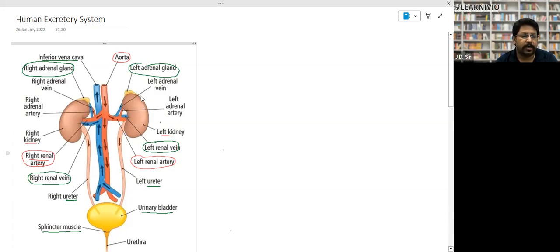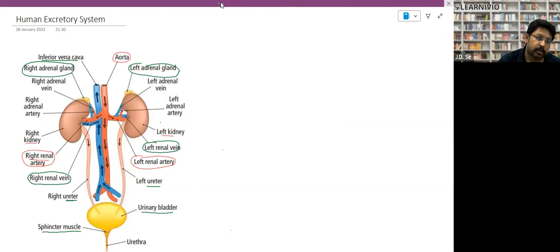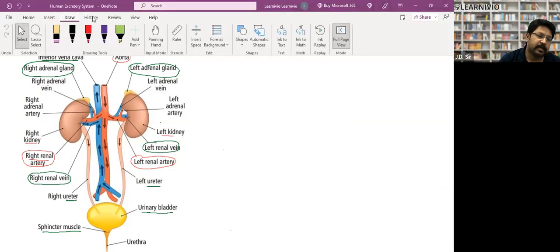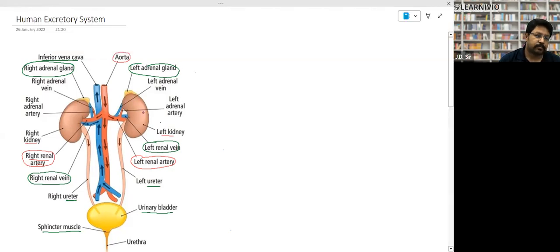And both of the kidney have a gland at its top. This is called adrenal gland, and these are the gland which secrete the adrenaline hormone. We will discuss them in the chemical coordination part, the last chapter of human physiology. So we will discuss this gland in detail. So this is the left kidney, this is the right kidney. The kidney are meant for filtration of urea, right?